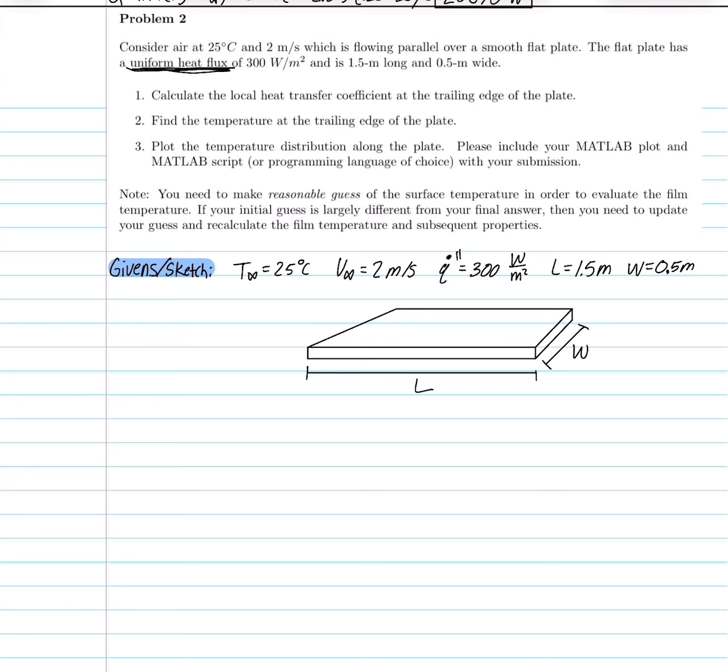And we want to calculate the local heat transfer coefficient at the trailing edge of the plate and the temperature at the trailing edge of the plate. But since they don't tell us the surface temperature, we need to make a guess for that value, and then confirm that that guess is valid by plugging in 300 watts per meter squared. And I'll go through that in a moment.